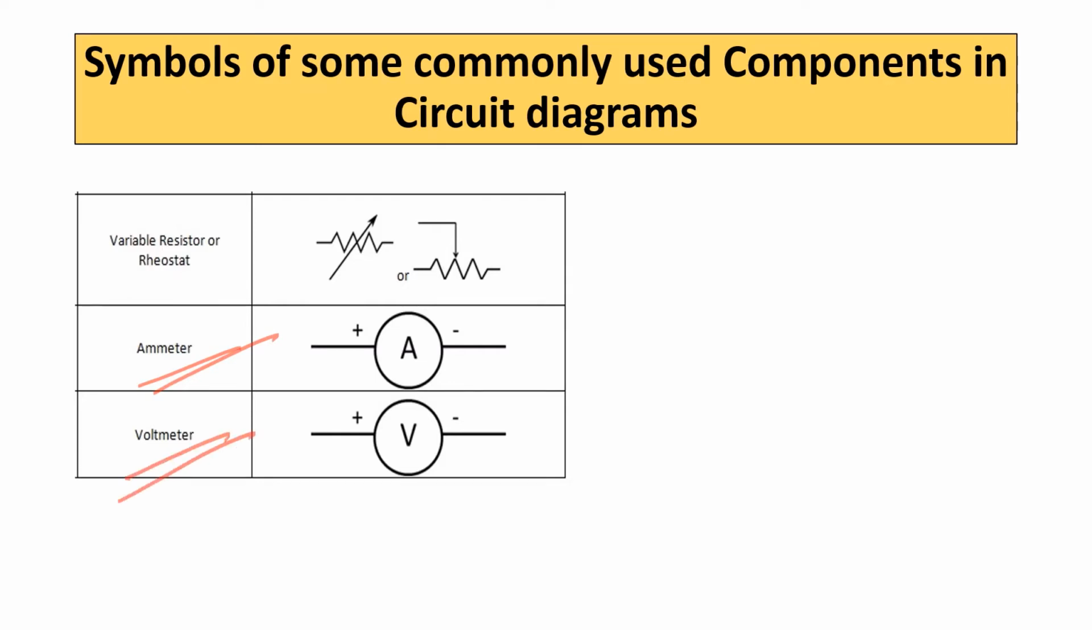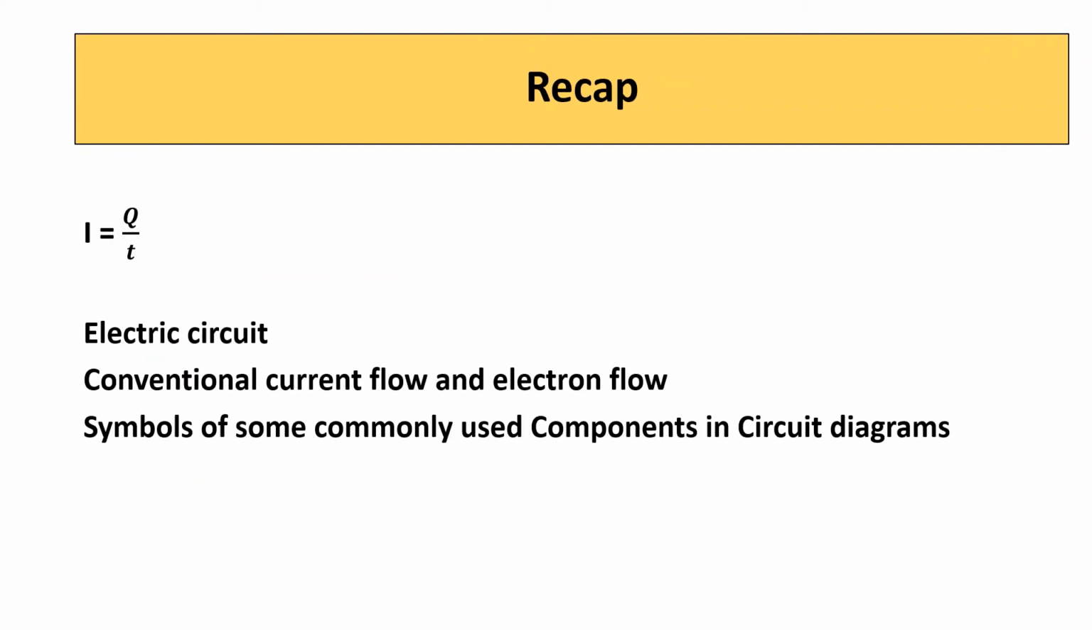In this session, we learn about electric current I. I is equal to Q by T. It is the rate of flow of electric charges. Electric current is measured using amperes and electric charge is measured using Coulomb. I is equal to Q by T. For 1 ampere current, the charge must be 1 Coulomb and time must be 1 second.